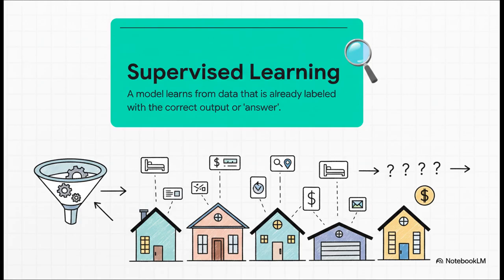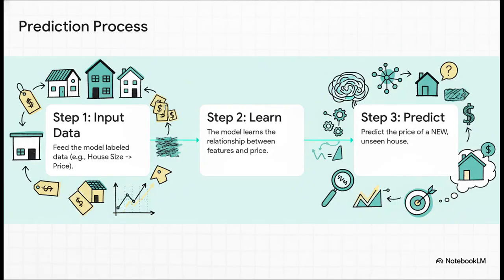Well, it's a type of machine learning where the model learns from data that is already labeled with the right answer. For example, if you want to predict house prices, you'd feed the model tons of data about houses, square footage, number of bedrooms, and, most importantly, you'd also give it their final sale price. That price is the label. It's the answer key.